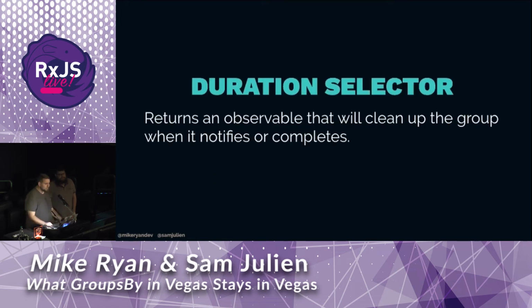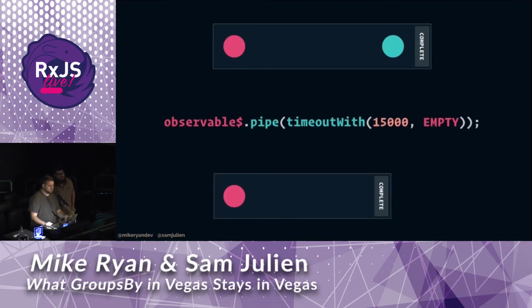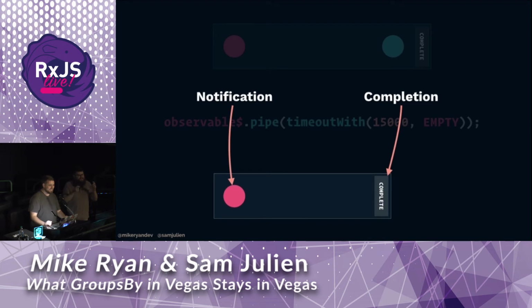So if we go back and look at our duration selector definition, there's a caveat here that it's going to clean up the group when it either notifies or completes. So when we have our timeout with here with our 15 seconds, the emission of the, I think this was called blush, is the blush is actually the notification. So what's going to happen is the groups are just going to immediately go away.